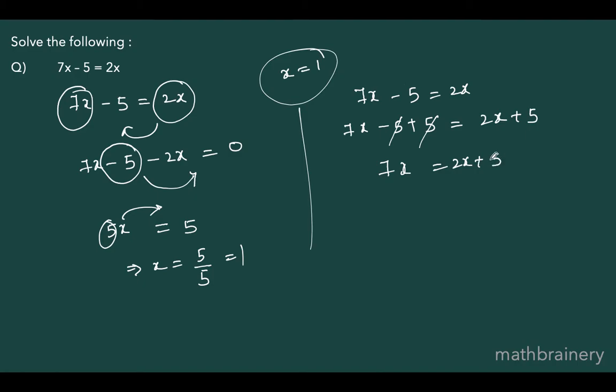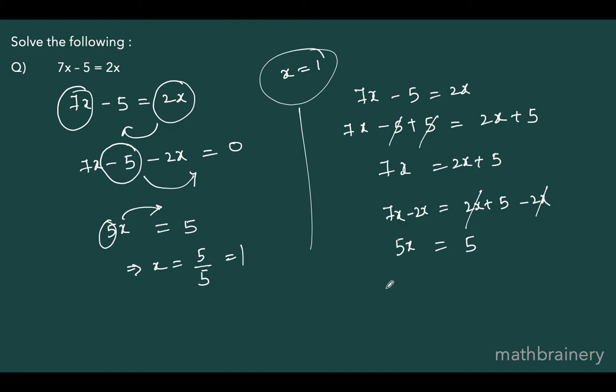Now I do not want any variable term here. So we have 2x plus 5, and I need to subtract 2x to make the right hand side free from the variable term. When I am subtracting on one side, I will do the same thing to the other side. 7x minus 2x is 5x, is equal to 2x minus 2x, which cancels, leaving you with 5x is equal to 5.